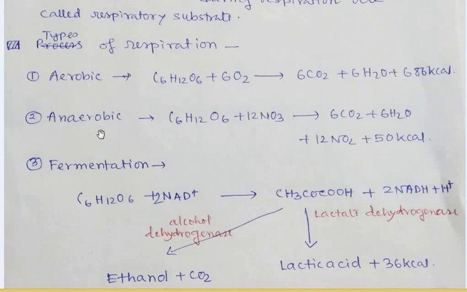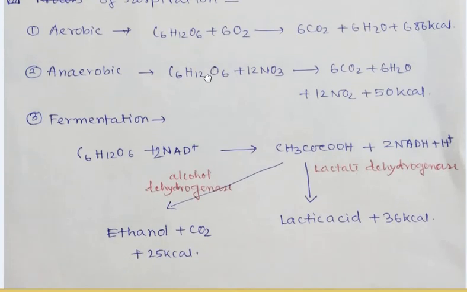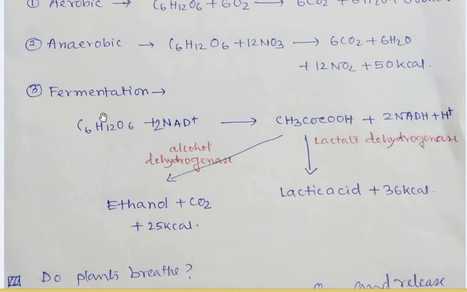Next one is anaerobic respiration, where glucose is incompletely oxidized in the presence of an oxygenated compound, suppose nitrate, sulfate or carbonate compound, and it produces carbon dioxide, H2O and a reduced compound, and a very small amount of energy is released from the glucose. Now the last one is fermentation.